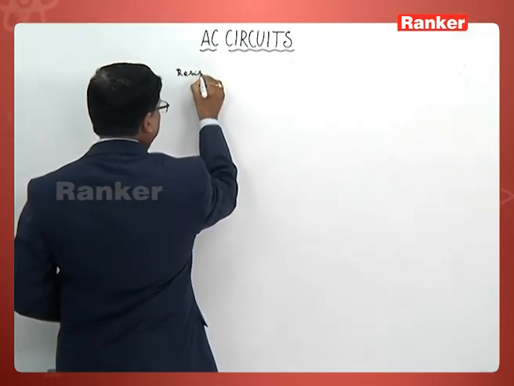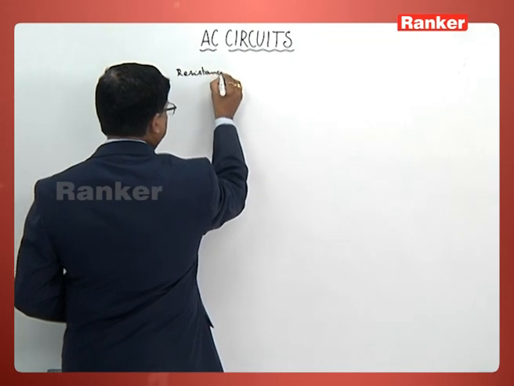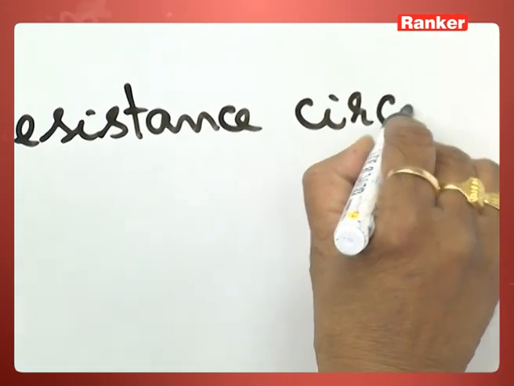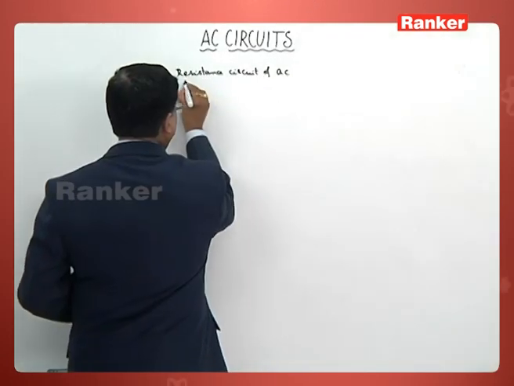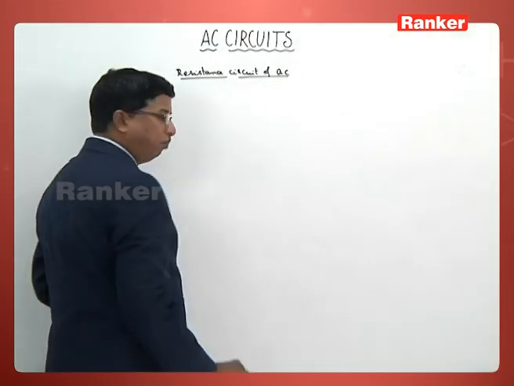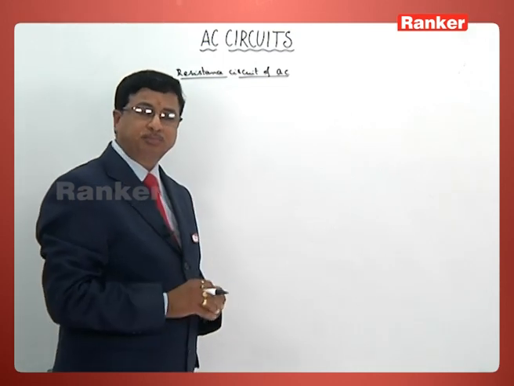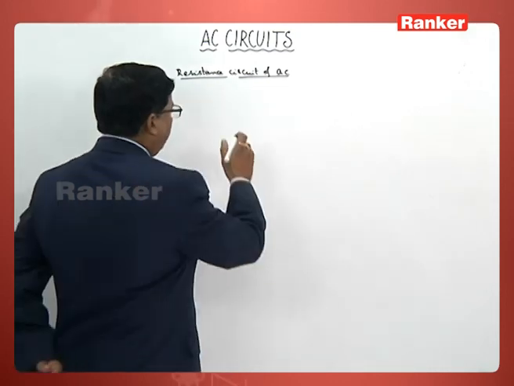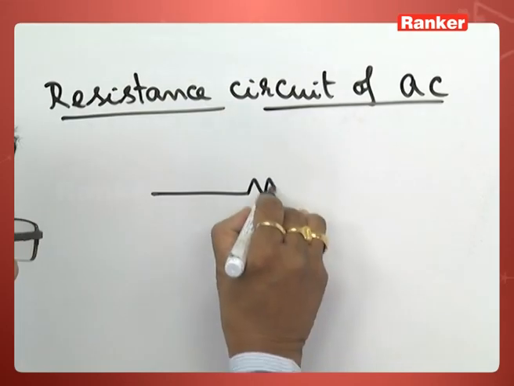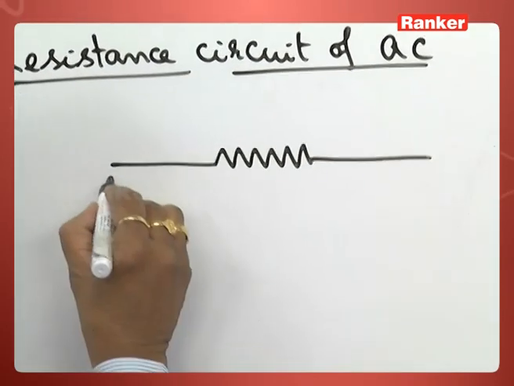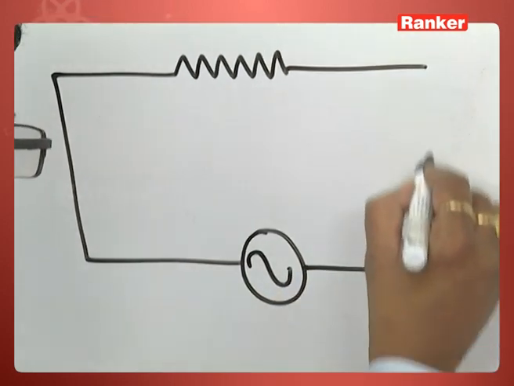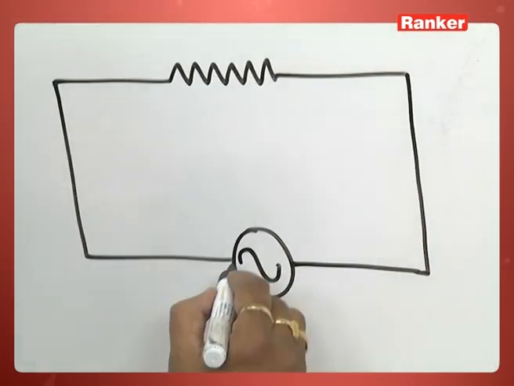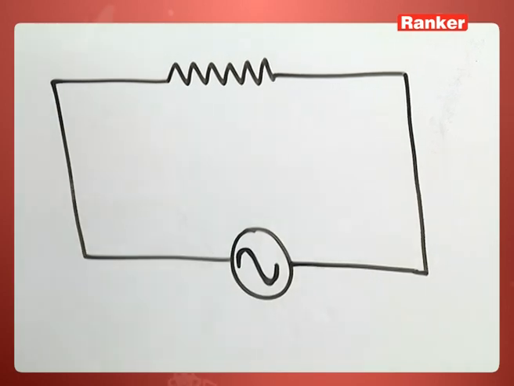Let us consider a resistance circuit of AC. Pure resistance we are taking up. One resistor over here is now connected across an AC source. This is the symbolic representation we all know.